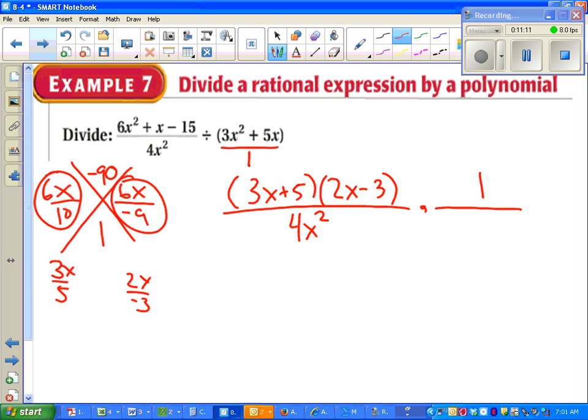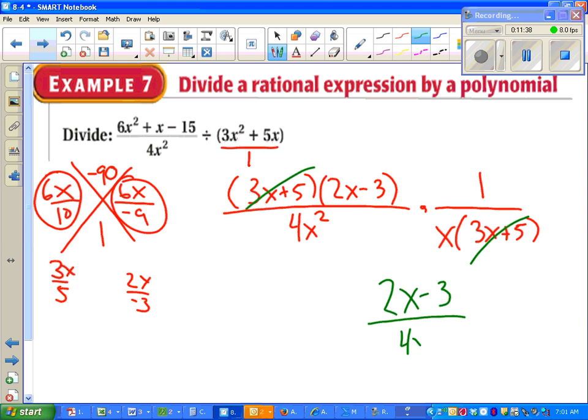Because I'm flipping, the 1 now goes on top. And it looks like I have a GCF. I see x in both of those terms. So I take it out and I'm left with 3x plus 5. Now the game is just cross out what I can. I see a 3x plus 5 on top and bottom. I don't see a 2x minus 3 on top and bottom, and that's all. So it looks like I'm left with a 2x minus 3 on top and 4x cubed on the bottom. Don't try to cancel out any of these x's because they're both on the bottom. They don't cancel, they multiply.